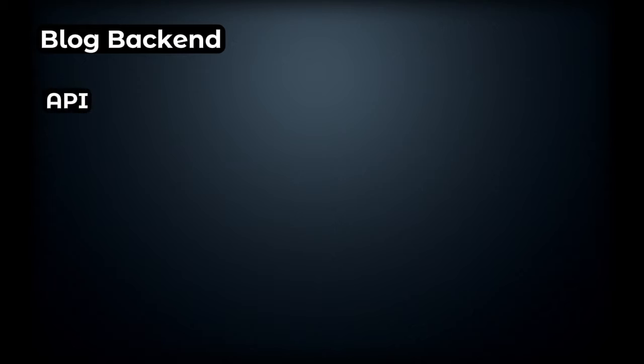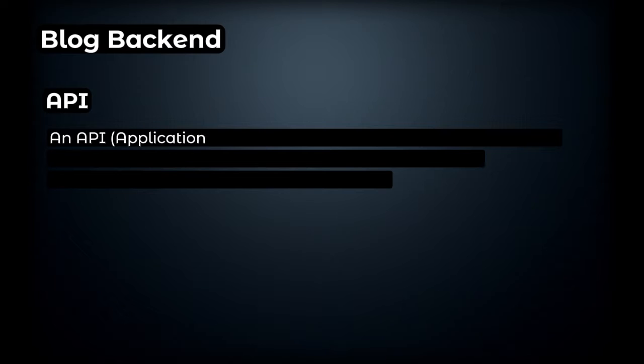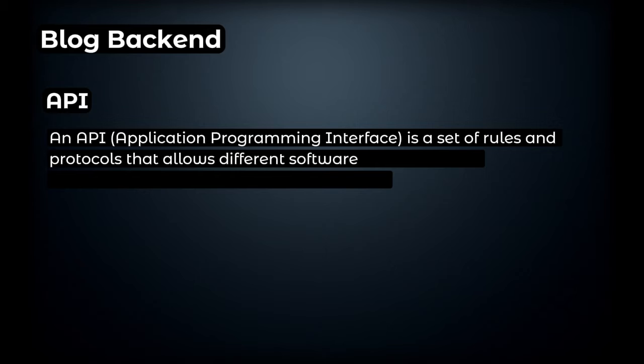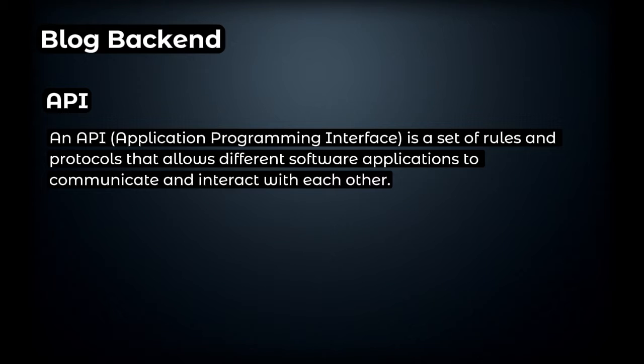So first is an API. An API, or Application Programmable Interface, is a set of rules and protocols that allows different software applications to communicate and interact with each other. It defines the methods and data formats to be used when requesting and exchanging information between systems. They form the foundation of backend development.